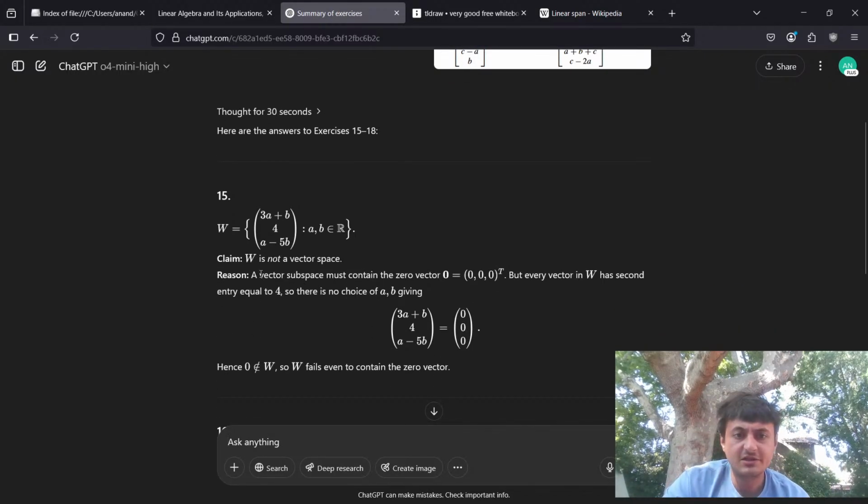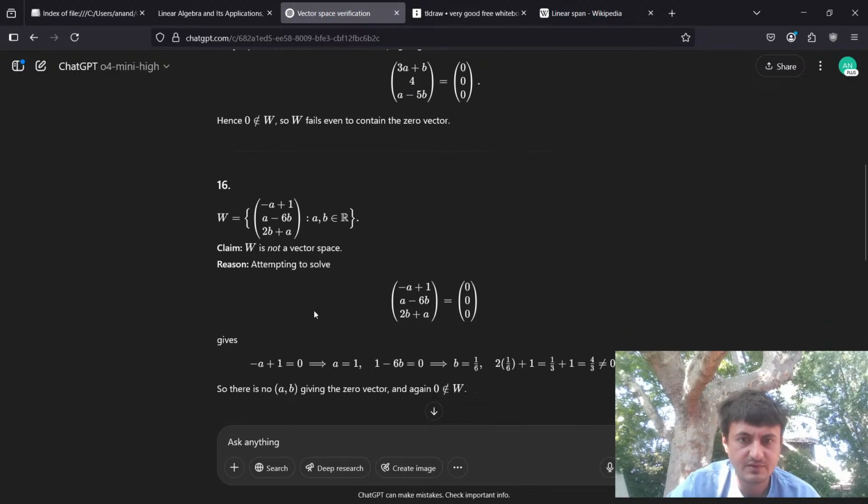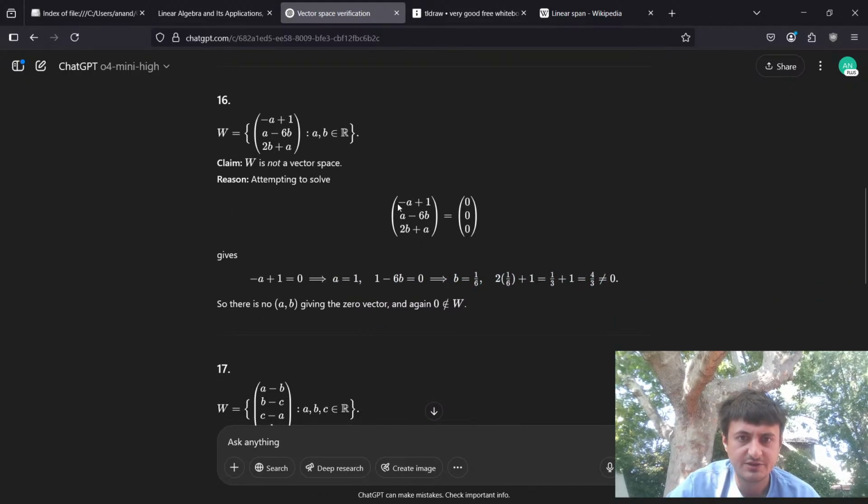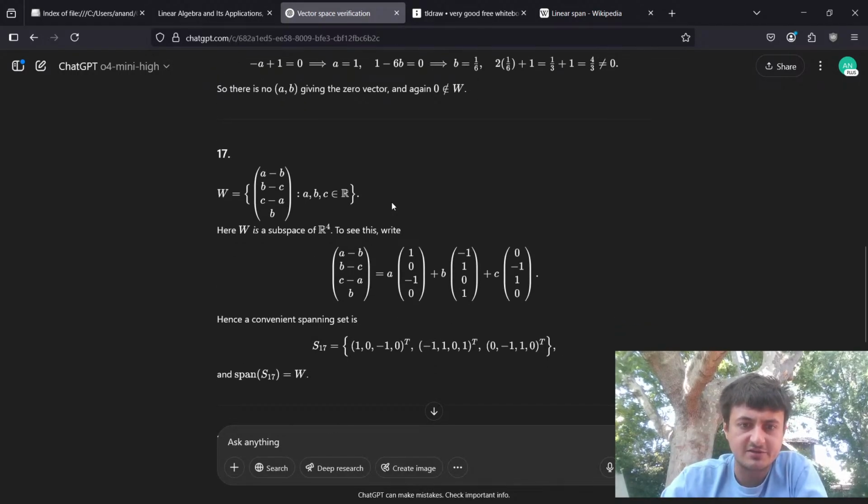Okay, not a vector space. A vector space must contain the 0 vector, but every vector in W has a second entry equal to 4, so there's no choice of A, B. Yeah, so here you try to find the 0, and you can't. If you just do this process, try to find the 0, and you can't, then you're done because it's not a vector space.